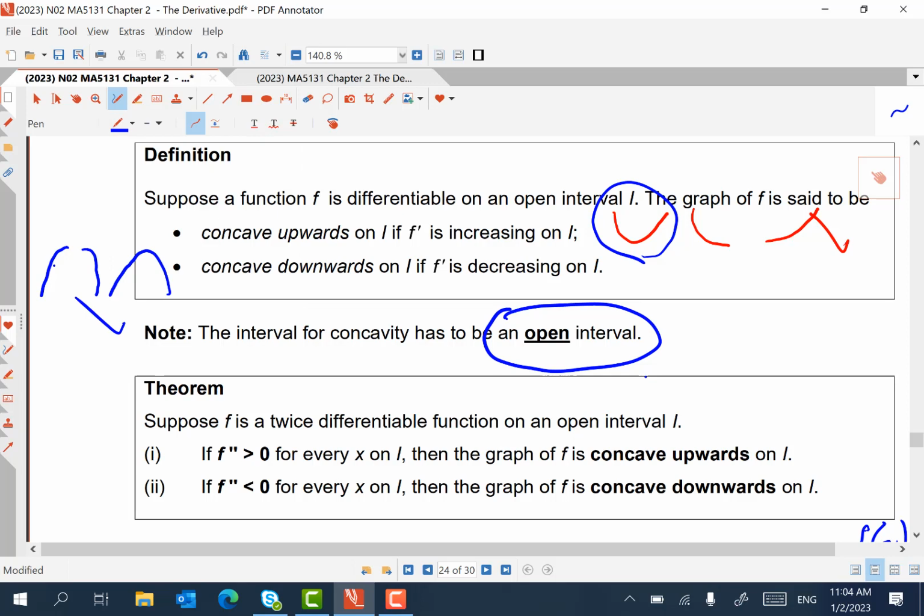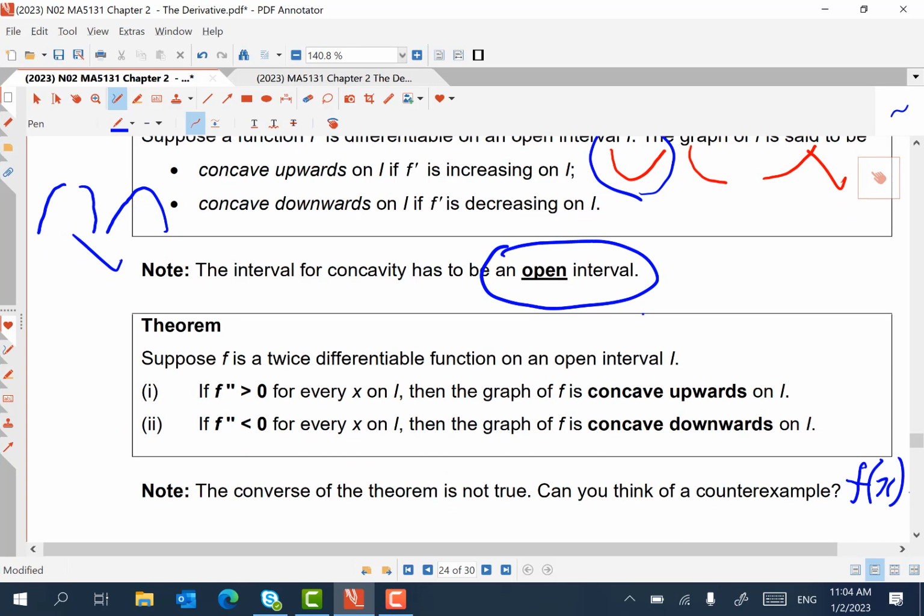Okay. Another way to check for concavity is if the second derivative is positive, it means concave up, because when the second derivative is positive, it means the first derivative is increasing. So when the first derivative is increasing, it means the gradient is increasing. When the gradient is increasing, it means it's concaving upwards.